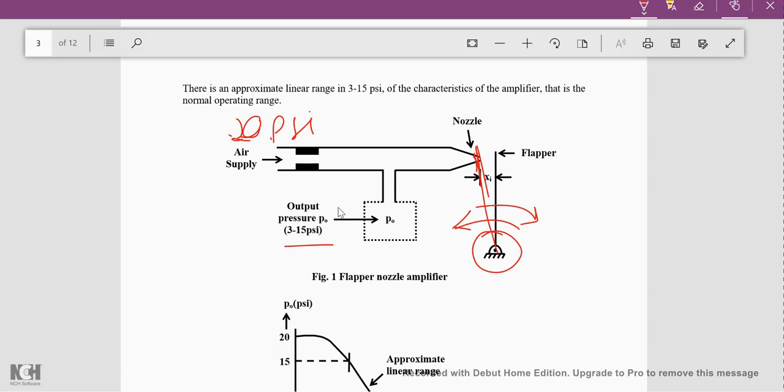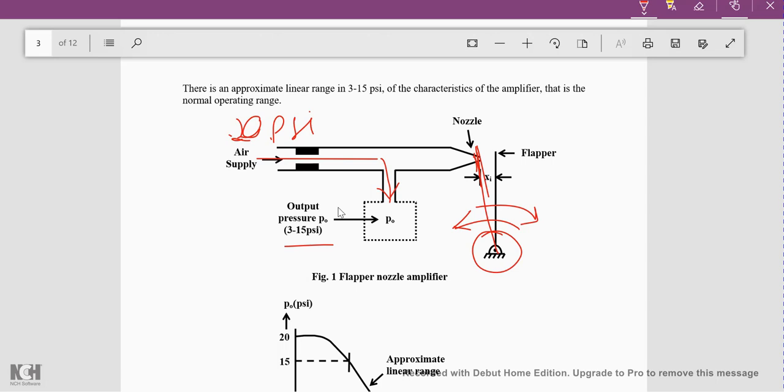So when it is touching that front face of the nozzle, then it is completely closing the nozzle. So whatever pressure is available here, the entire pressure will be available in the output. So 20 psi will be available here. Okay, so we do not want the 20 psi, we want a little bit lesser than that, say 15 psi. So 5 psi we need to reduce.